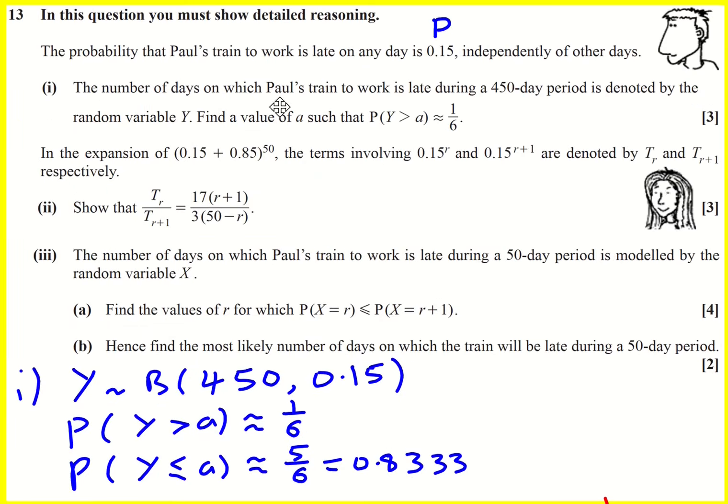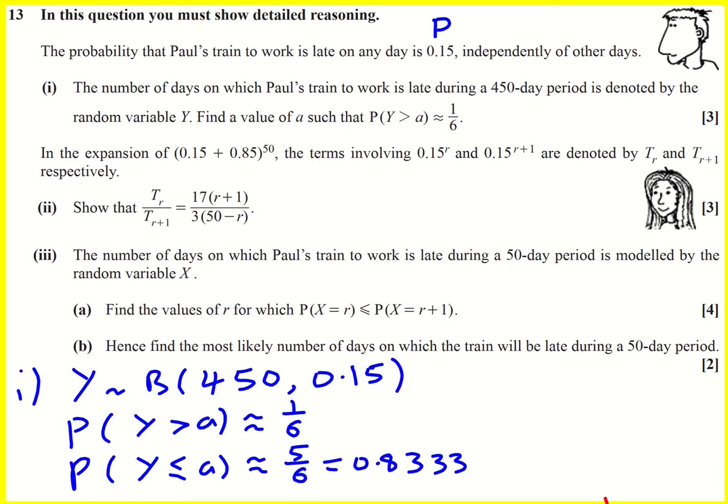So part 1 was not nice because it was either trial and improvement or normal approximation. You have to realize to do that. Part 2 is the trickiest bit. The good news is once we've got this, even if you couldn't do part 2, you can take a look at part 3, and I'm going to talk about part 3 now.